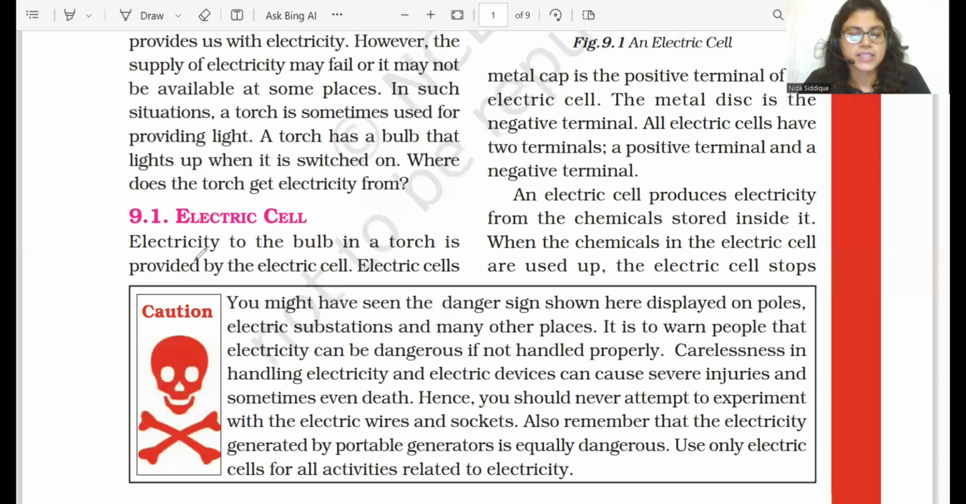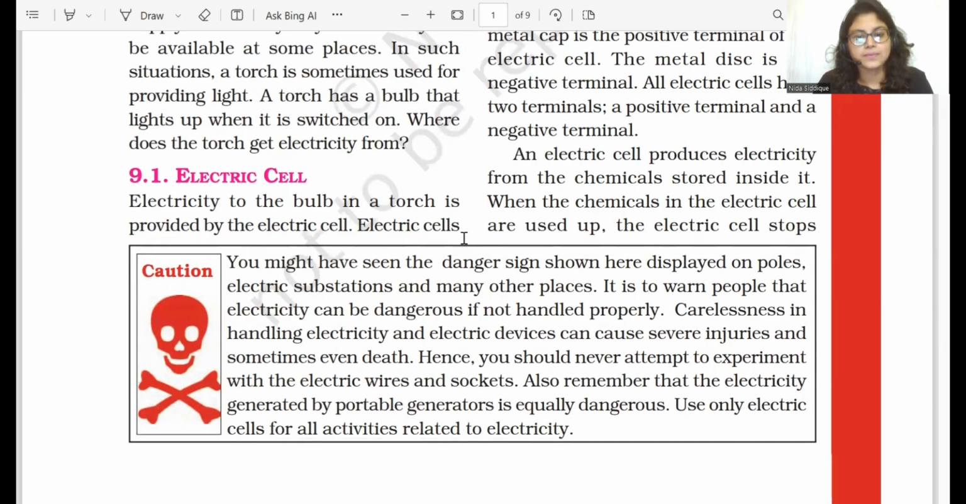So जब भी हम मार्केट से कोई एक नया टॉर्च लेके आते हैं, so what is the first thing we do? We put electric cell inside that torch, right? So जब हम बहुत सारे cells combination में use करेंगे तो उसे हम बैटरी कहेंगे. Local term में हम उसे बैटरी ही कहते हैं, but it is electric cell. So electric cell is the one which is going to provide electricity to the torch. Okay, torch कैसे light up करता है? It is because of the electric cell. So electricity to the bulb in the torch is provided by the electric cells.